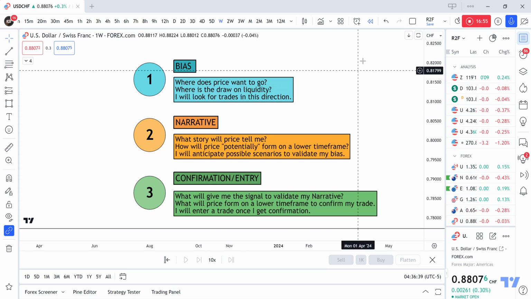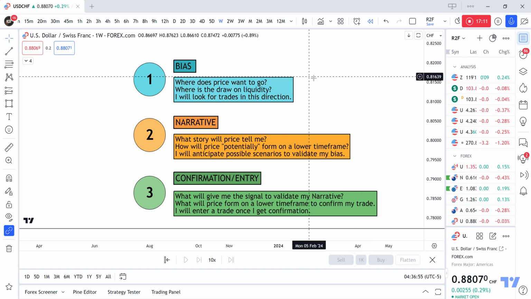recap, have your bias. Basically means direction. All right, higher time frame, then you have your narrative, what you're expecting to see in price. That can also be part of your confirmation and entry, depending on your strategy. And there you go.